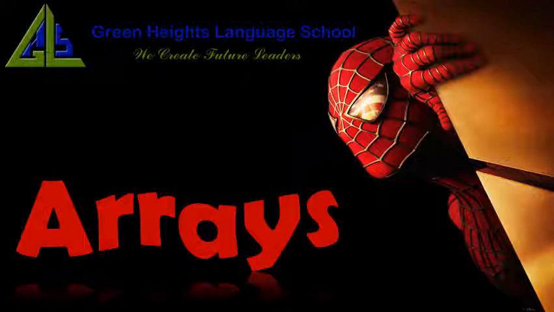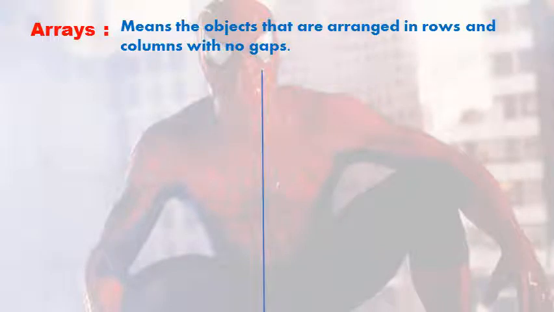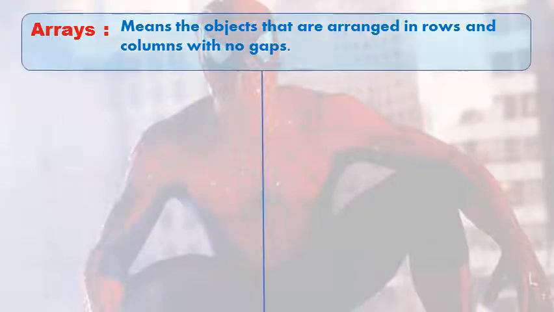Today's lesson is going to talk about arrays. What do we mean by arrays? Let's see. Arrays means that the objects are arranged in two ways, in rows and columns, without any gaps. Let's see how.